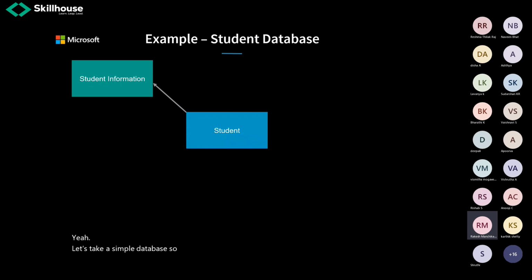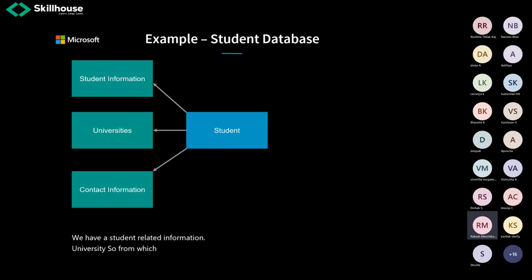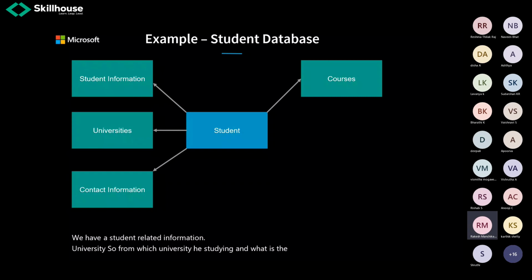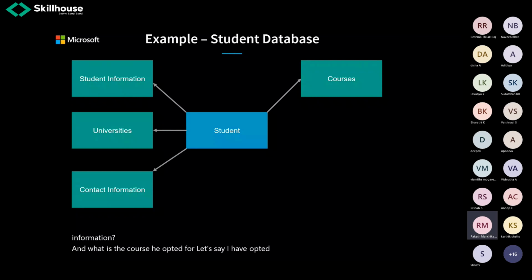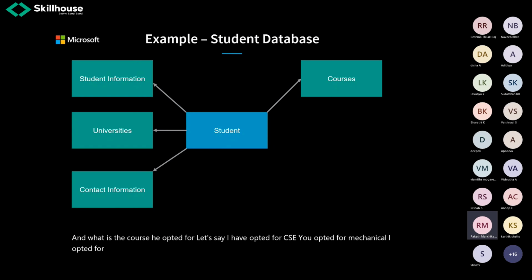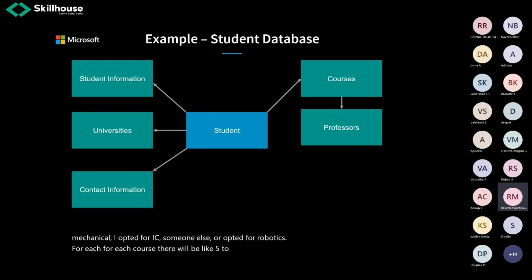So if you look at the database, we have student related information, university, so from which university he is studying, what is the student's contact information, and what is the course he opted for. Let's say I have opted for CSE, you opted for mechanical, I opted for IC, someone else opted for robotics. For each course, there'll be 5 to 6 professors who will be dealing with that course. Like for CSE, we have different tools like C, C++, Java, Oracle, and different subjects.